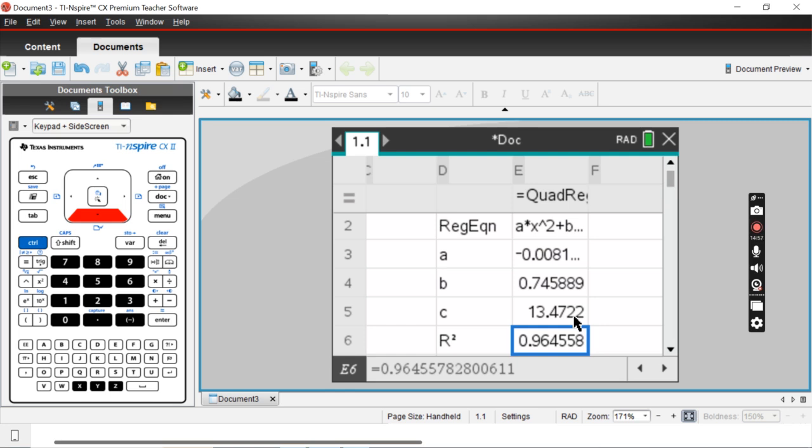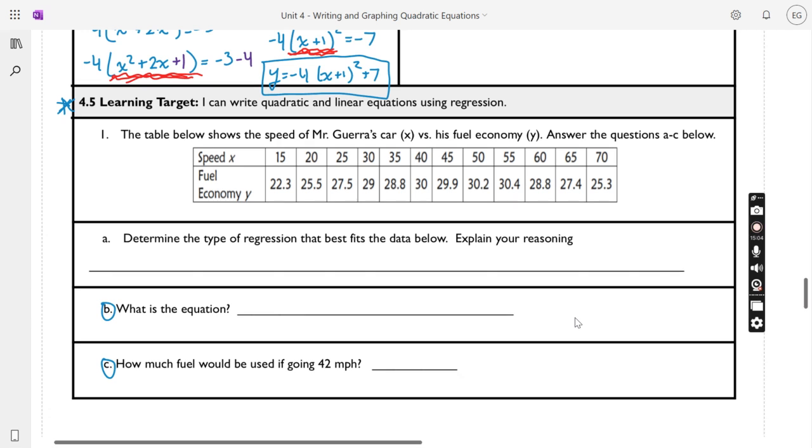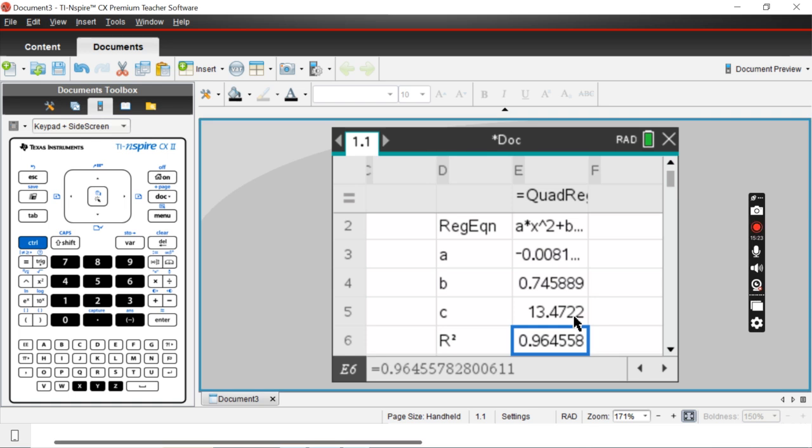So now that we have this information, we're going to try to put this into our questions. So we got our a, b, and c values. And let's recall that the form of the equation is y equals ax squared plus bx plus c. So as long as we have the a, b, and c values, which we absolutely do, we can just fill in the equation.